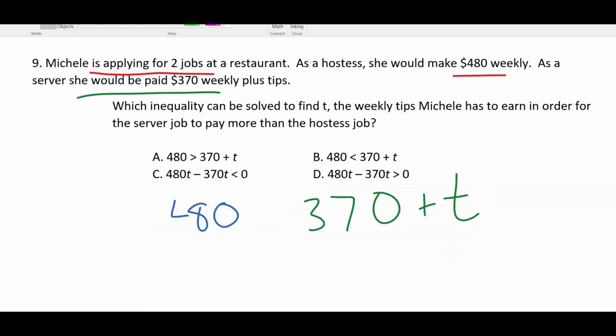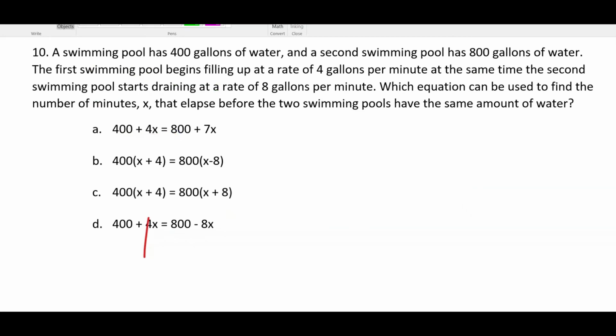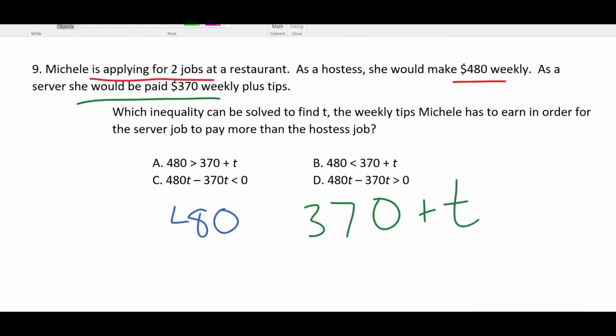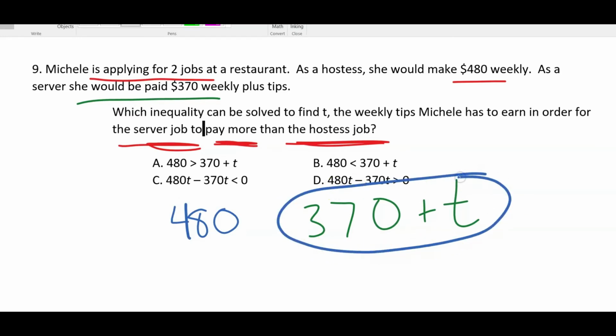So what she needs to know is what inequality would show. Now it says which inequality could be solved to find T, the weekly tips Michelle has to earn in order for the server job to pay more. So I need to look for keywords here. Inequality. I want server job to pay more. So if I'm going here, server job right here, I want the server job to pay more than the hostess job. That's my key. So if I look at what these represent, 480 was the hostess job. 370 plus tips was the server job.